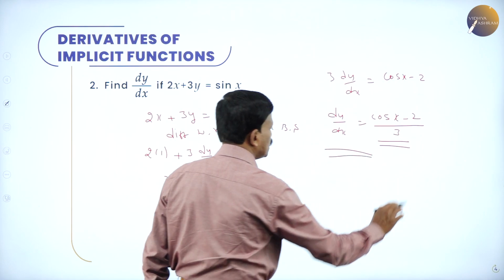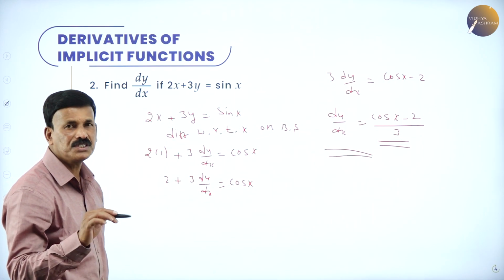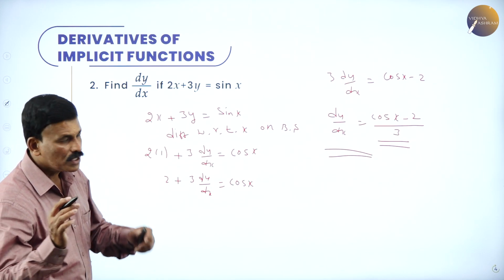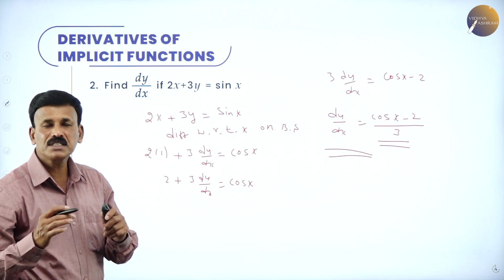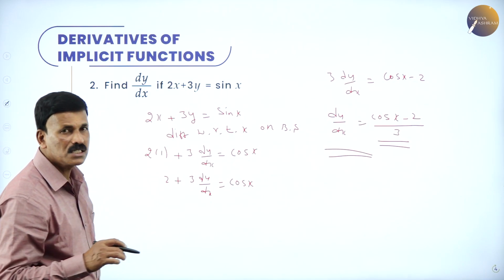Okay, this is a very easy problem for 2 marks. Hope you are following. It's a very simple problem. Just differentiate on both sides and equate the terms containing dy by dx on one side. Divide, you will get the answer. That's it. Now let us come to the next problem.